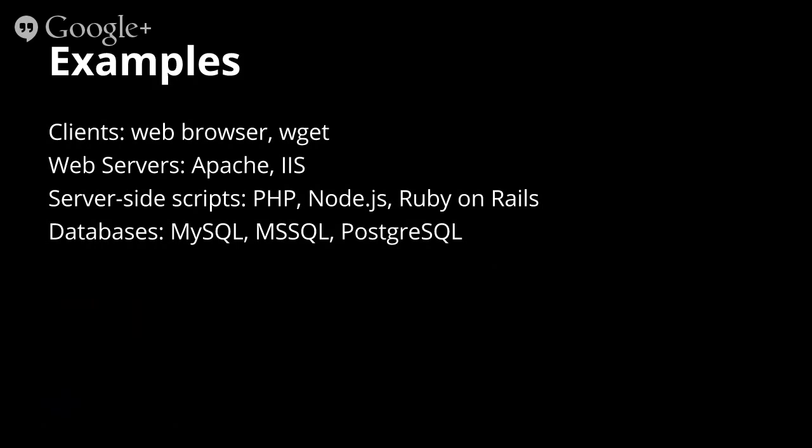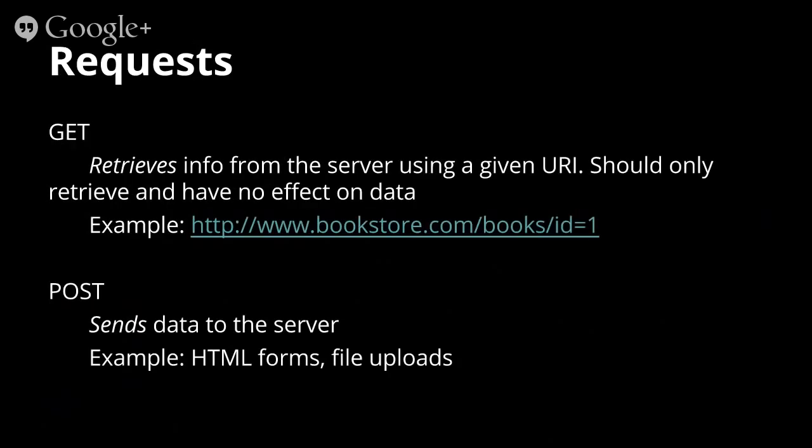So some examples of what these are: your clients are like your web browsers. If you've ever used wget, that's another example of a client because you're issuing requests to the server. Your web servers are like Apache, IIS if you're running Microsoft Windows, which server-side scripts, for example, PHP, Node.js, Ruby on Rails, anything that is running on the web server itself. Databases, you have different database languages like MySQL, MS SQL, Postgres, and we'll go into a little bit more in depth what those are.